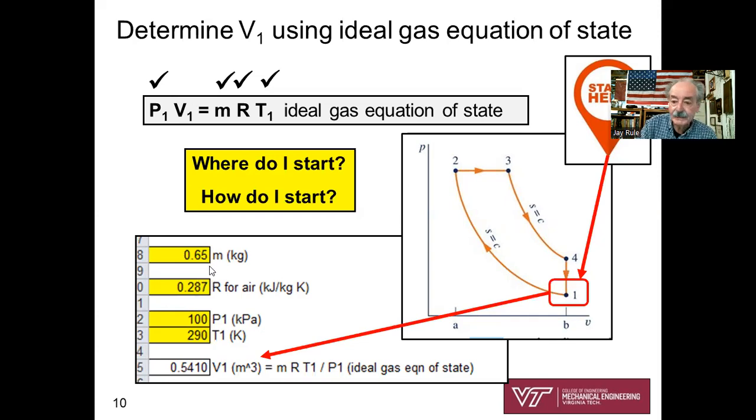So here we go. The mass, 0.65. R for air, 0.287. You either know that in your head or you go R bar divided by the molecular weight. R is 0.287 kilojoules per kilogram degree K. P1 given, keep it in kPa, and T1 always, always in absolute temperature. So plug and chug, get your calculator out to solve for V1 is 0.541 cubic meters. That's the ideal gas equation of state. Okay, we're getting somewhere.